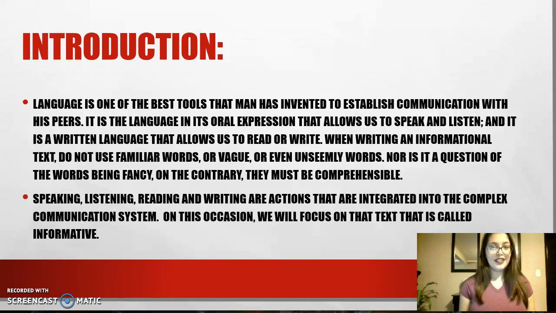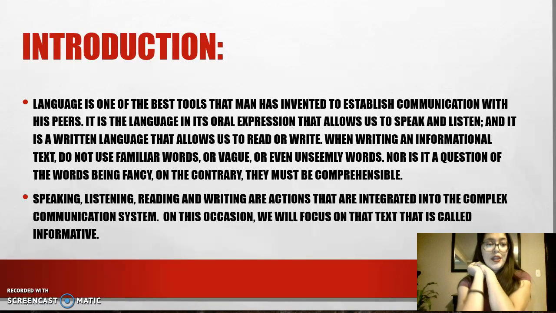When writing an informational text, do not use familiar or vague words. It is not a question of the words being fancy. On the contrary, they must be comprehensible. Speaking, listening, writing, and reading are actions that are integrated into the complex communication system. On this occasion, we will focus on text that is called informative.